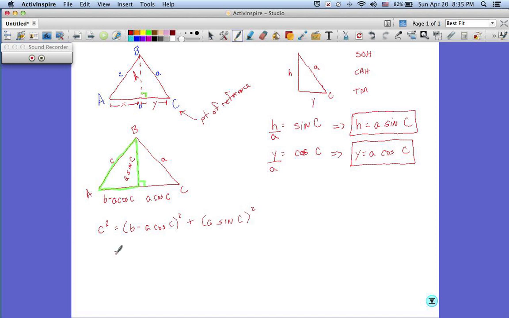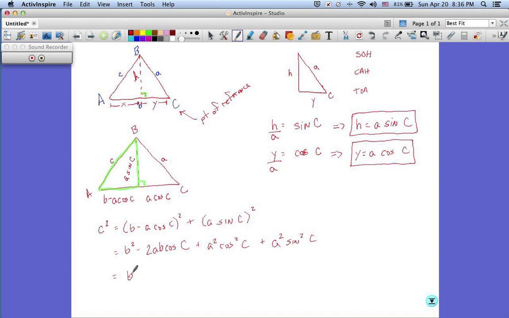Let's expand these. So B minus A cosine C times B minus A cosine C gives me B squared minus 2AB cosine of C plus A squared cosine squared C. Write these out next to each other if you need to. In order to square a binomial, you should get that middle term. Plus, and this one is not a binomial, it's a single term, so I do A sine C times A sine C, which is A squared sine squared C.